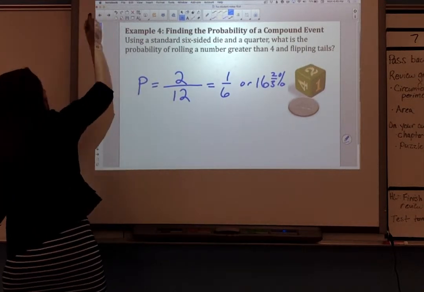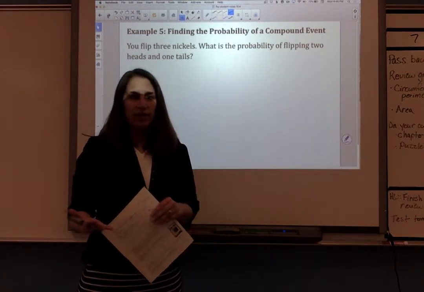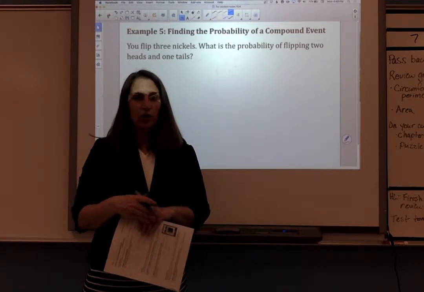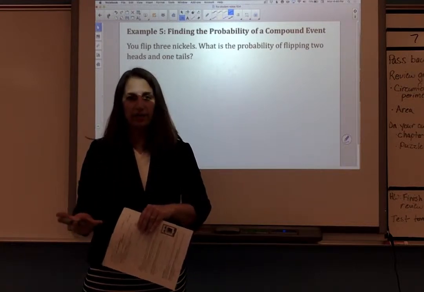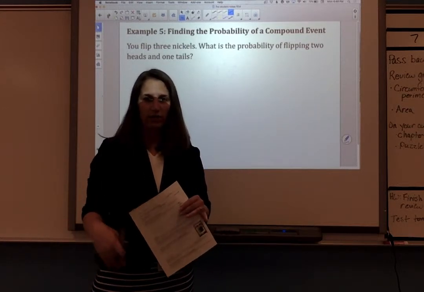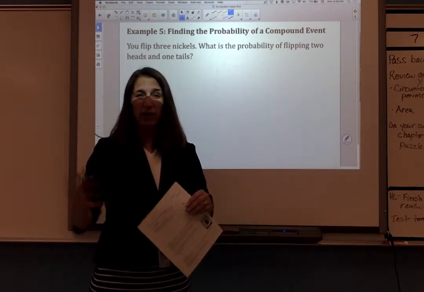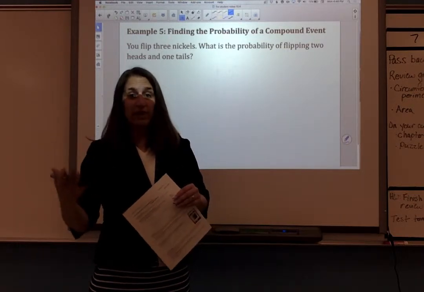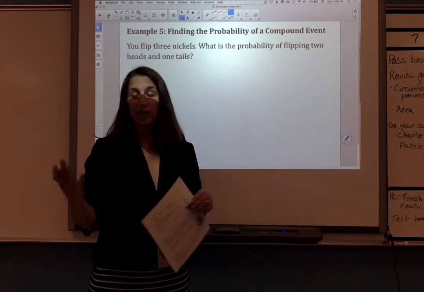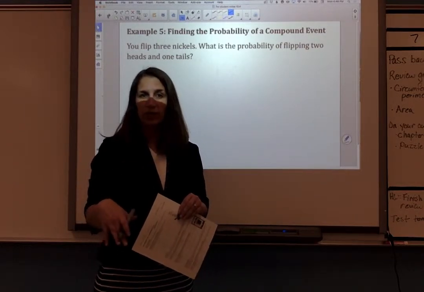All right. Now, let's look at one more example of finding the probability of a compound event. So let's say you flip 3 nickels, and we want to know what is the probability of flipping 2 heads and 1 tails. Not necessarily in that order, but out of the 3, 2 of them are heads, 1 of them is tails. So let's go ahead and make a tree diagram here so that we can see all of the different outcomes and what they are. Because we could use the fundamental counting principle to find out that there should be 8 possible outcomes, 2 times 2 times 2, but we don't know how many of those are 2 heads and 1 tail.